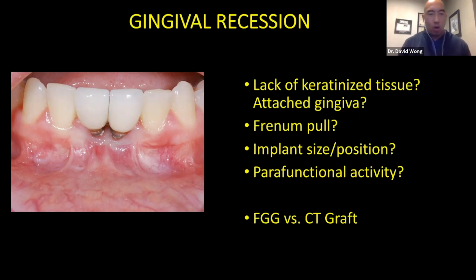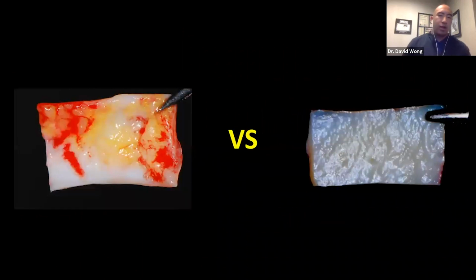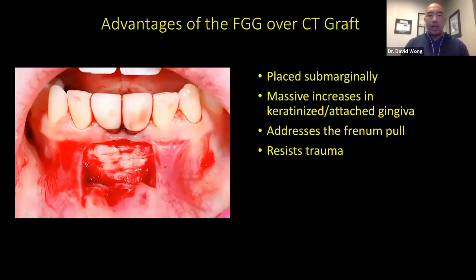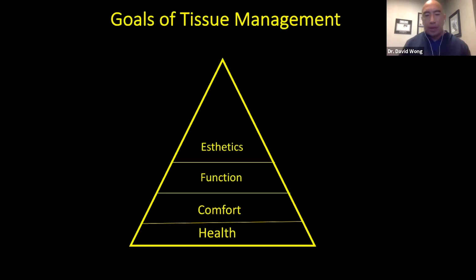That's the whole goal of treatment at this point. Whether or not the patient's going to recover cosmetically, we'll figure that out later, but right now we just got to get healthy again, okay? So what's the difference between a connective tissue graft, which is on your left, versus a free gingival graft, which is on your right? So goal of management, once again, we're going to try to start at the base of the pyramid. We're focusing on the health of the patient.